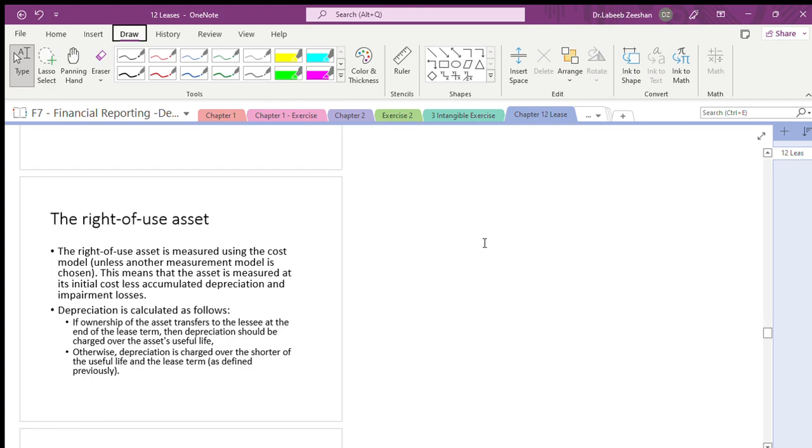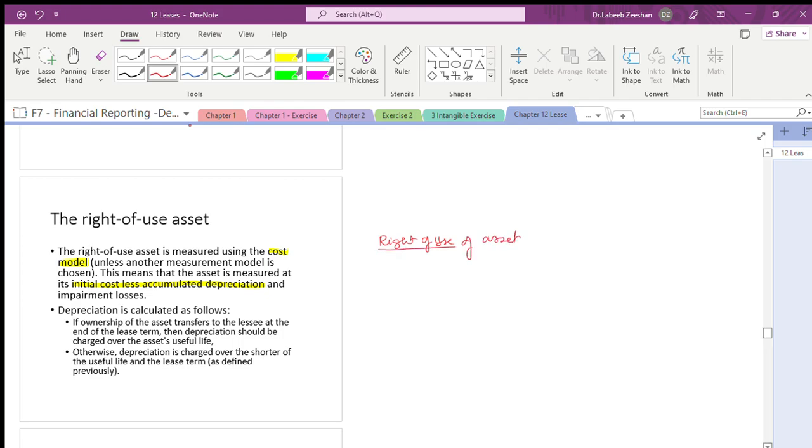Now, what it says about the right of use of asset. When we say right of use, what are the conditions? When we say the right of use of asset is measured with the cost model, unless another measurement model is chosen, this means that the asset is always measured at initial cost less accumulated depreciation.